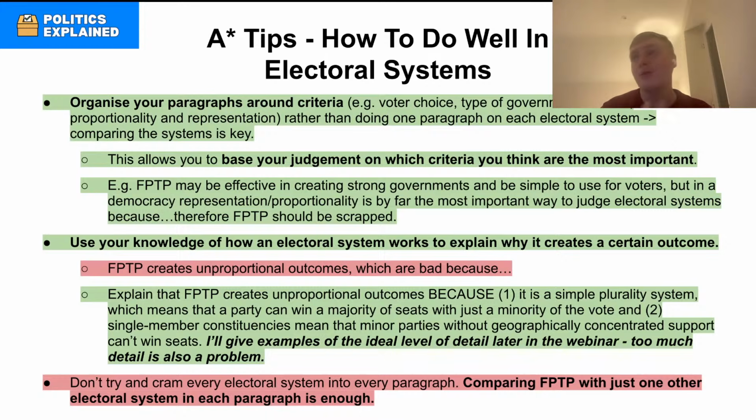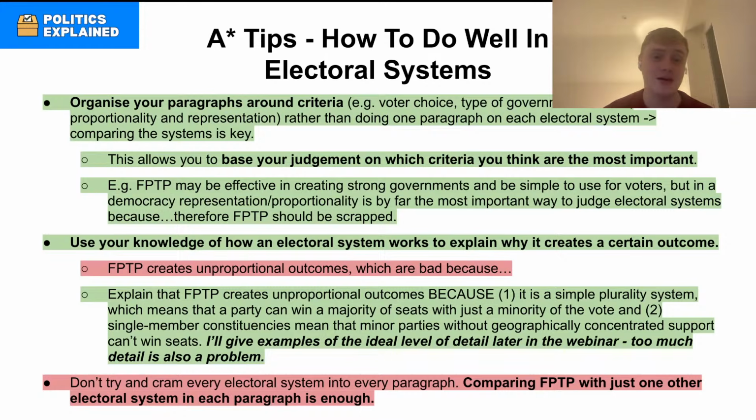For example, you can weigh up these criteria in your judgment. First past the post may be effective in creating strong governments and be simple to use for voters, but in a democracy, representation and proportionality are the most important, therefore first past the post should be scrapped. And it's an example of how you can use the criteria to really justify your judgment.